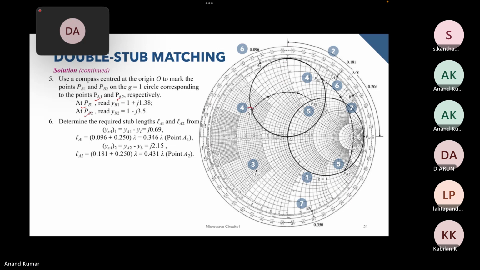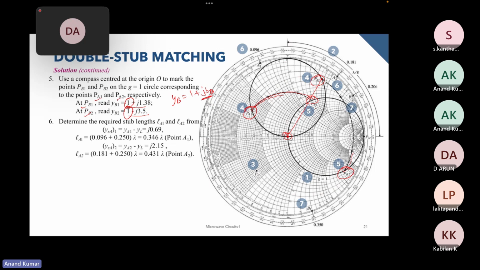So we just take the PA1 and draw a circle, keeping the compass at this origin. Just make this arc, right? So you will reach PB1. Similarly, if you take this as the radius and draw the arc, you will reach PB2 from PA2. So we have PB1 and PB2. Read their values as 1 plus J1.3 and 1 minus J3.5. So you can see we have finally made the real part of YB as 1, and now we have JBB, the imaginary part, to take care of.